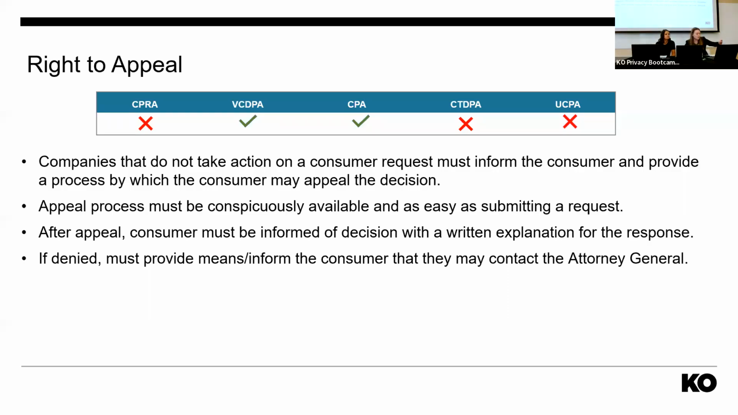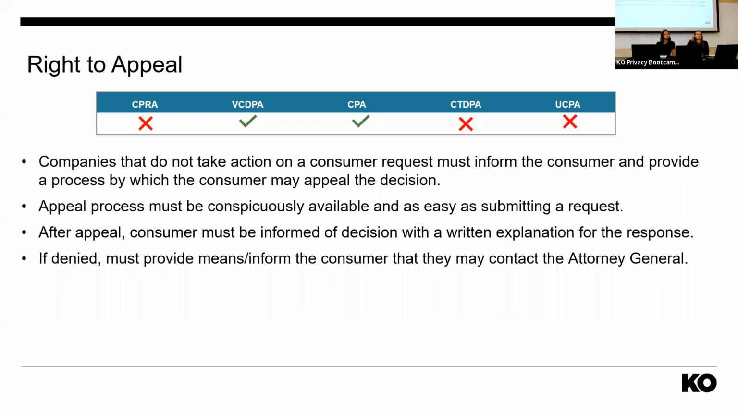And then real quickly, we'll run through this briefly. So there is a right to appeal a decision on a request in both Virginia and Colorado. Essentially, if you decide not to honor a request in these states, consumers have the right to submit an appeal for a re-review of their request. In addition, I think something that is important here is that after the appeal is reviewed, you have to give them a written response of the explanation for why the request was rejected.